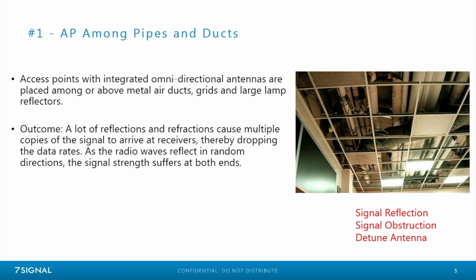And that's really going to change that signal pattern. It's not going to propagate evenly in an omnidirectional fashion, and it's going to be hard to predict where you're going to get coverage without actually going out and measuring it. It also can change the signal path and cause lower data rates.